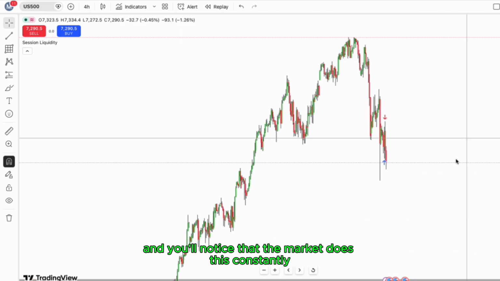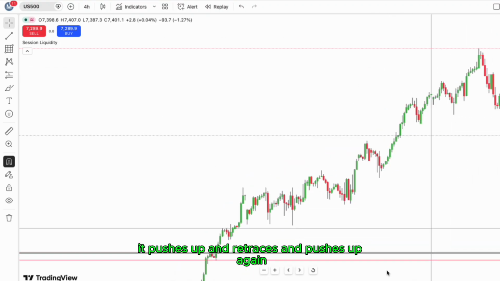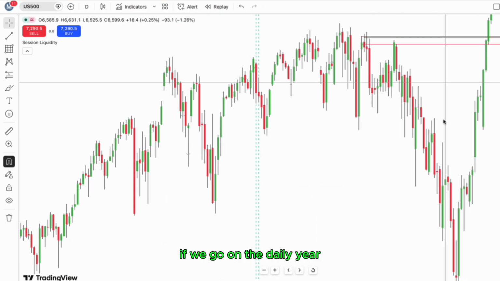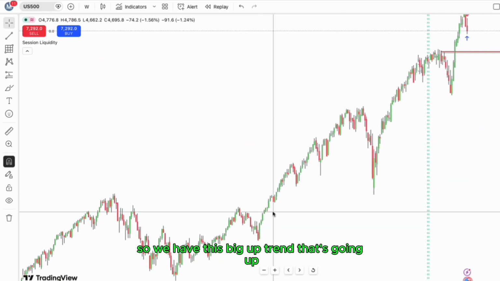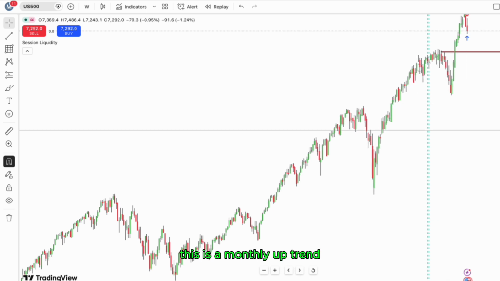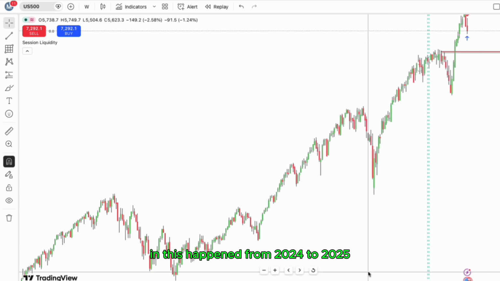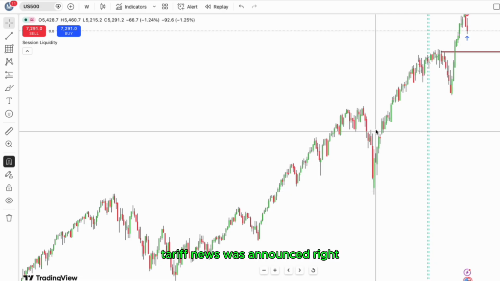And you'll notice that the market does this constantly. It pushes up, then retraces, then pushes up again. If we go on the daily here, let's find an example. Here's one. So we have this big uptrend that's going up. We have up move, down move, up move, down move, up move. This is a monthly uptrend, and this happened from 2024 to 2025. I assume this is when tariff news was announced, right?